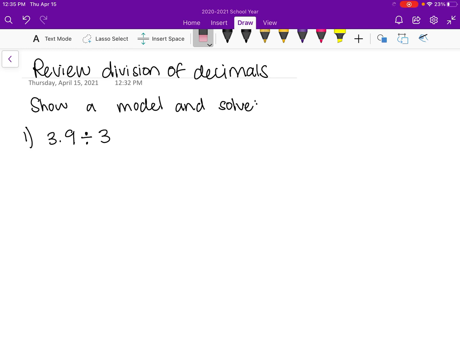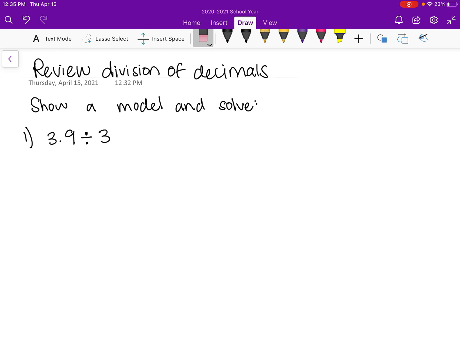Problem 1 on our reviewing division of decimals review. It says show a model and solve. So these problems specifically want us to show a model. So that means drawing a picture showing how we got our answer.